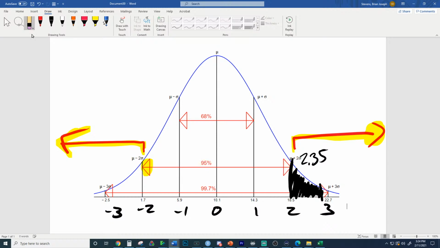The red arrows are total how much? 5%. 5%, because 95% inside, 5% outside. And so that makes these 2.5 each.